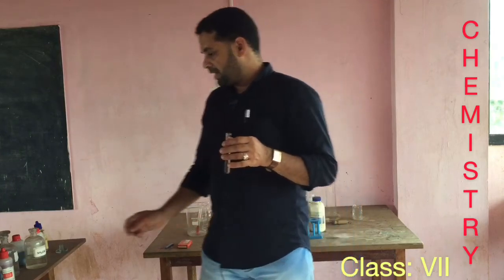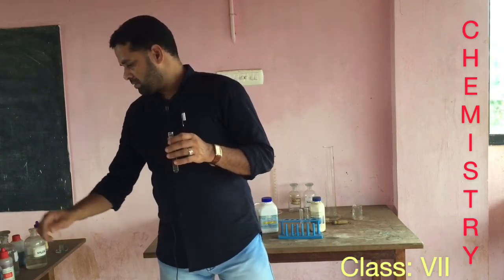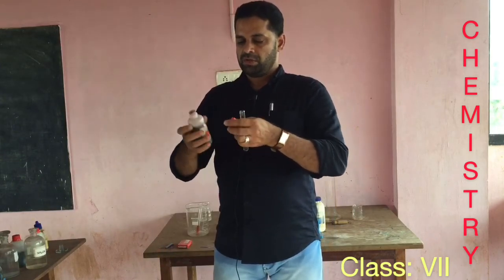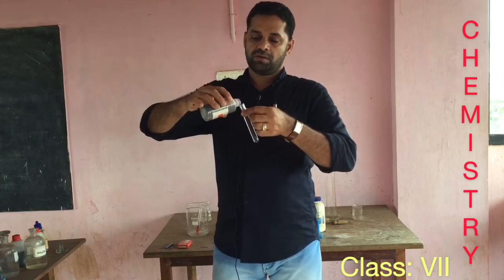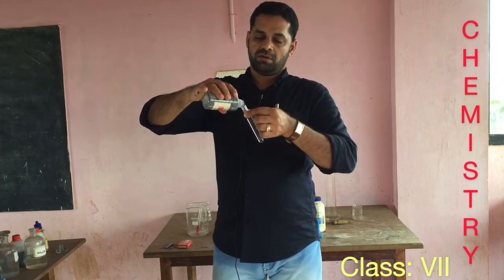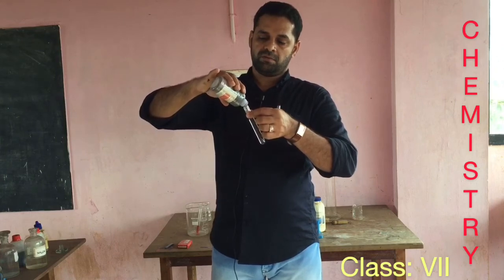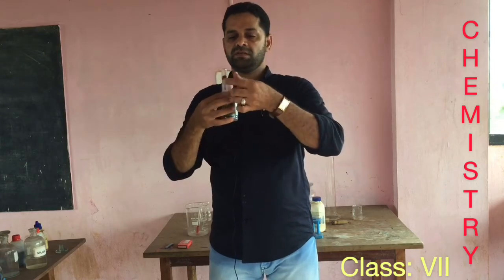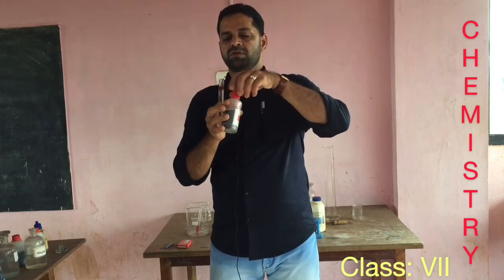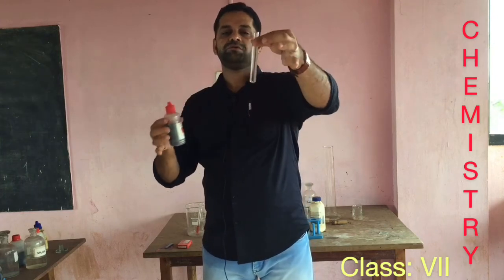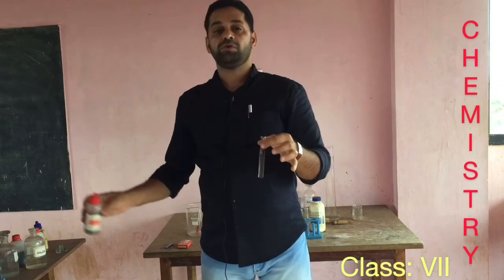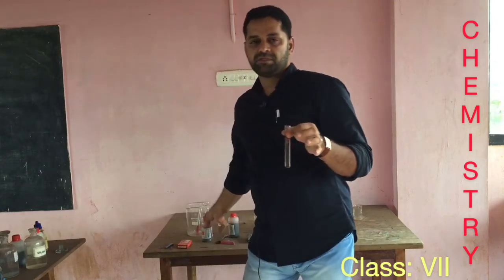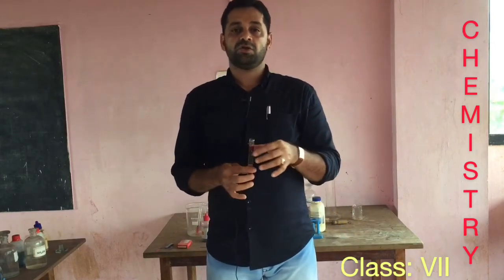You can see I am adding red litmus solution into this neutral glucose solution. See, the same color we get. Can you see any color change? Nothing. There is no color change, because when we add red litmus solution, that is red color only. When we add blue litmus solution, that is blue color only. So, for neutral substances, there is no color change at all.